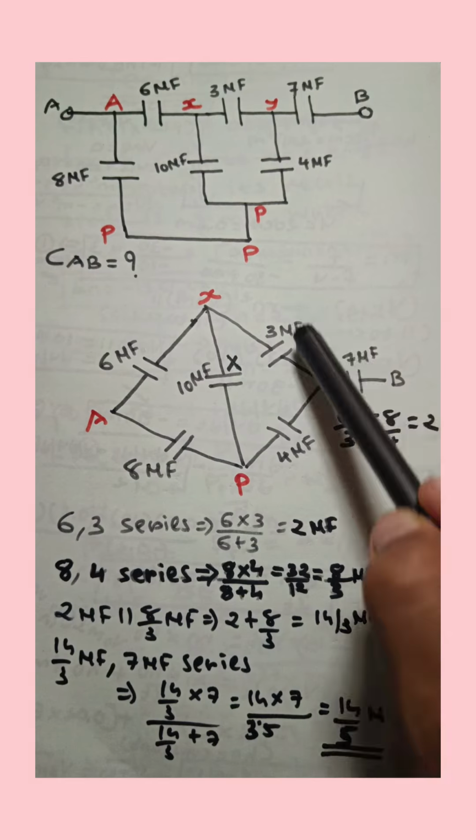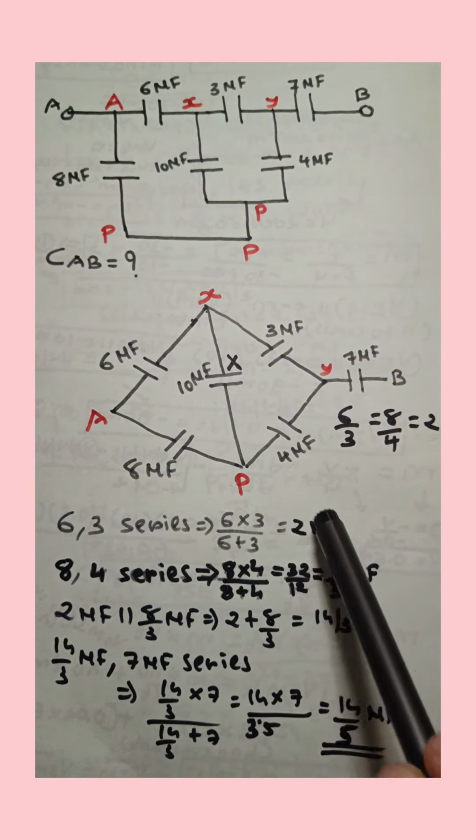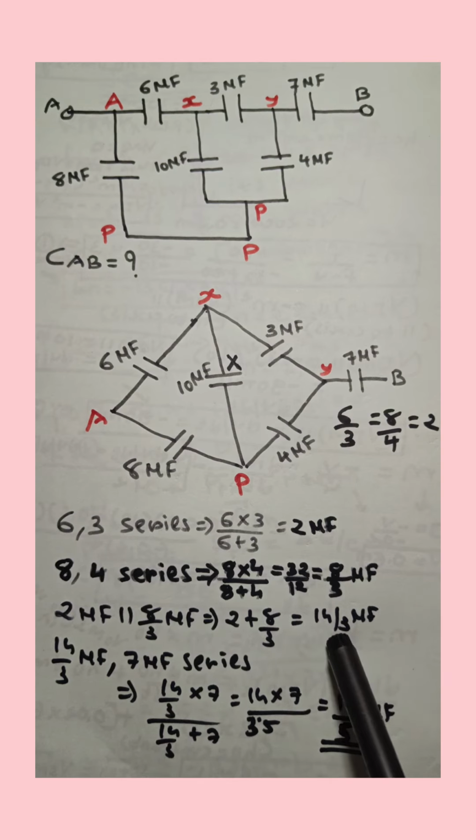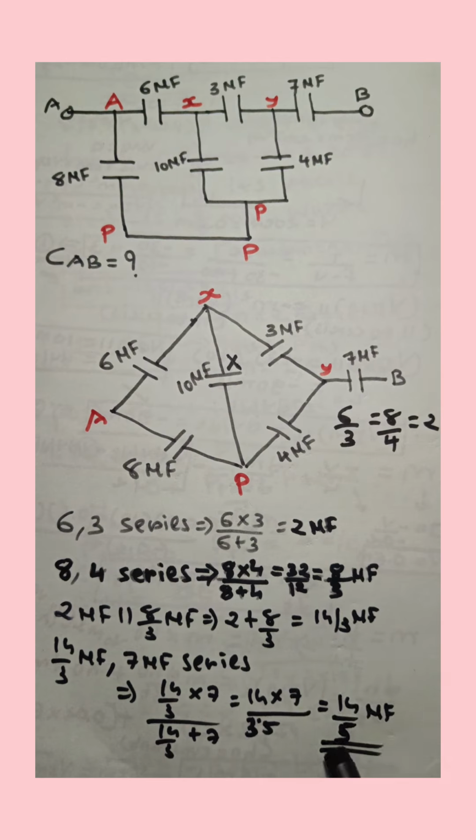6 and 3 in series, so equivalent is 2. 8 and 4 in series, so equivalent is 8 by 3. 2 and 8 by 3 in parallel, so equivalent is 14 by 3. 14 by 3 and 7 in series, so equivalent is 14 upon 5 microfarad. So CAB, it means equivalent capacitance between point A and B is 14 upon 5 microfarad.